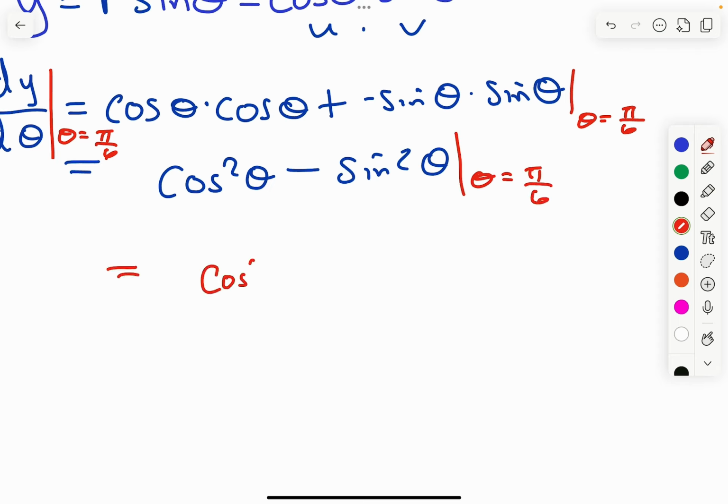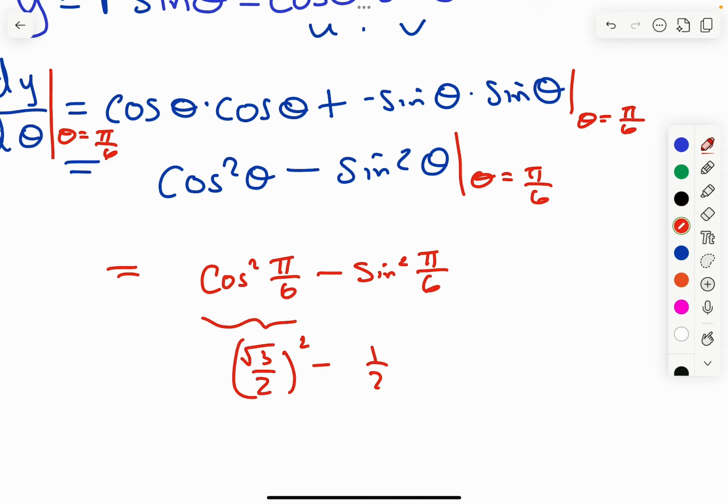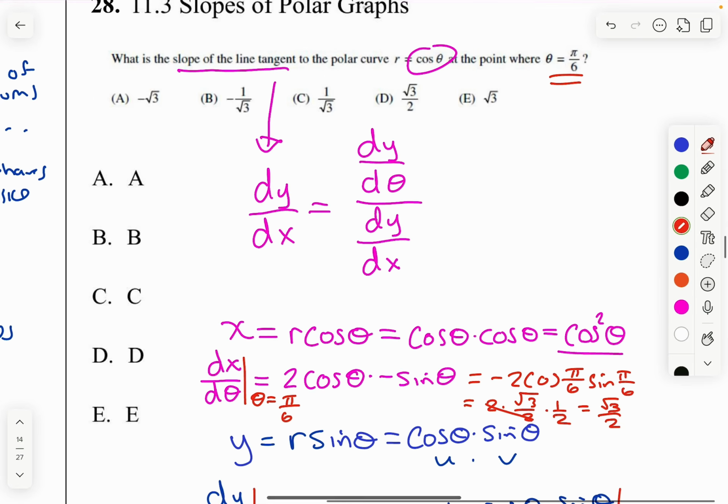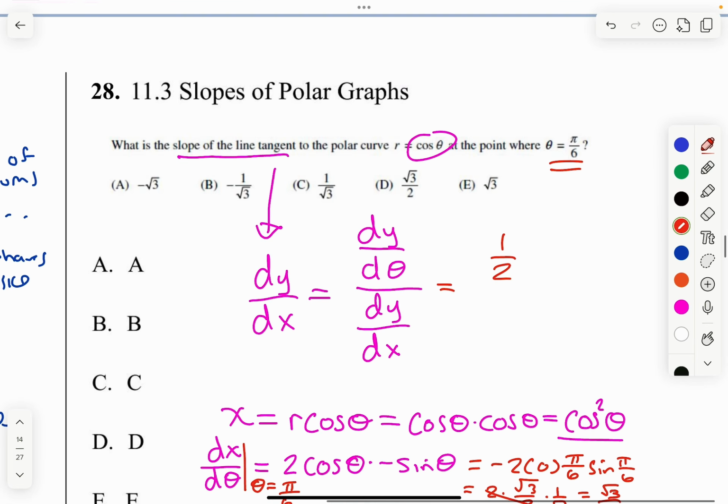So I get cosine squared, and this is root 3 over 2 squared, and this is a half squared. And so I get 3/4 minus 1/4, which is 2/4, which is a half. So we just go put these in the right spot. So that was dy d theta. That's our numerator. So that's 1/2, and then my denominator is root 3 over 2. So I get 1 over root 3.